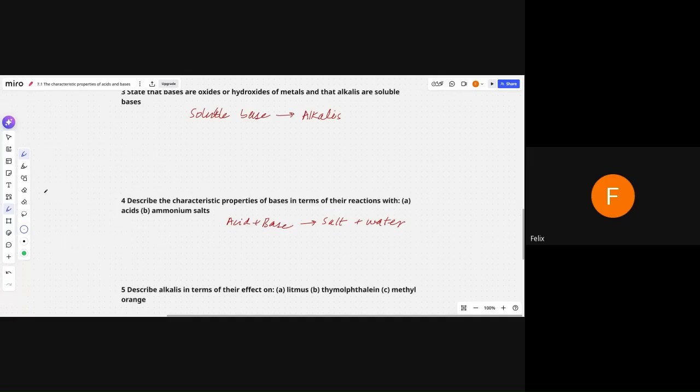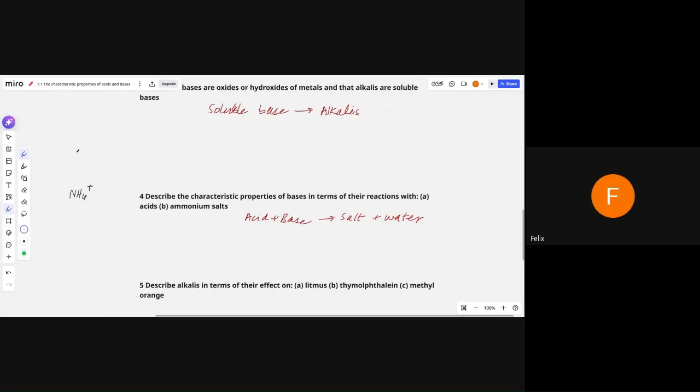But let's talk about ammonium salts. What is ammonium? Ammonium is a polyatomic ion with a positive charge. It is a cation, so NH4+ is the formula of ammonium. When this polyatomic ion combines with a non-metal, it creates a salt. So NH4Cl, that is ammonium chloride, right?